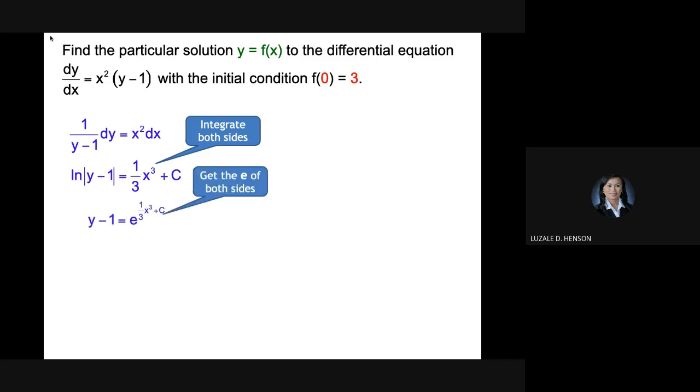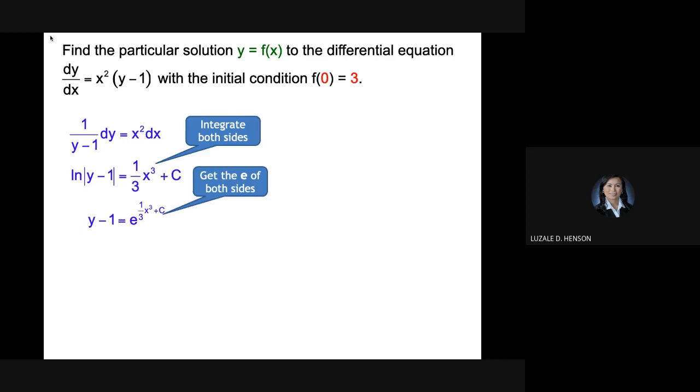So after integrating, take e of both sides. What is e to the ln of y minus 1? It is just equal to y minus 1, like e to the ln of x is x. So e to the ln of y minus 1 is y minus 1. And also take e to the 1/3 of x cubed plus c.